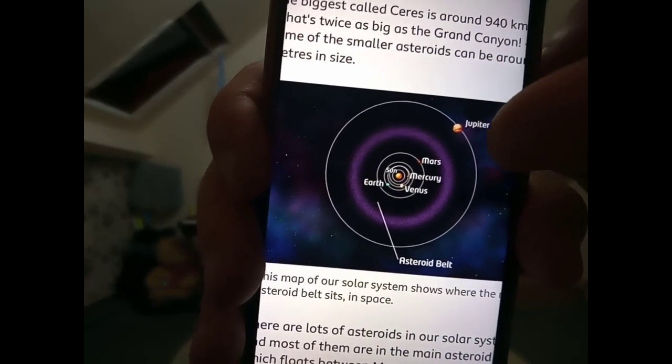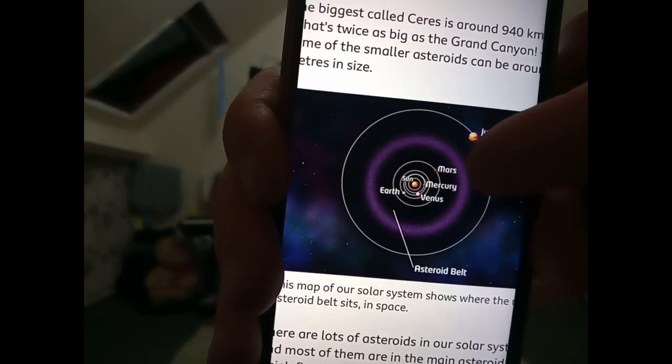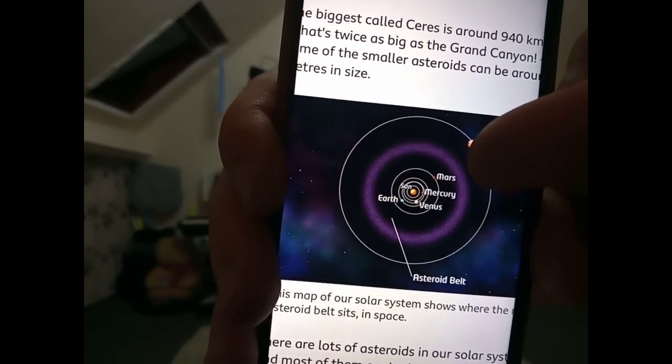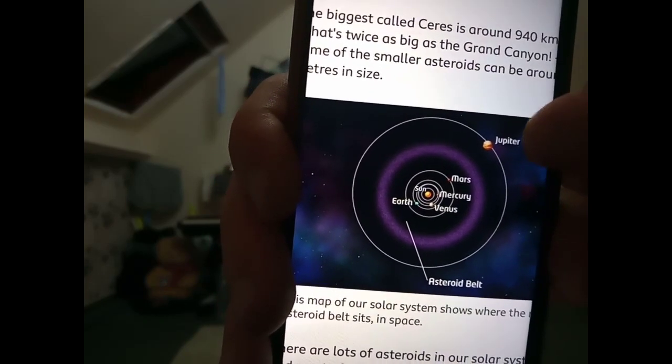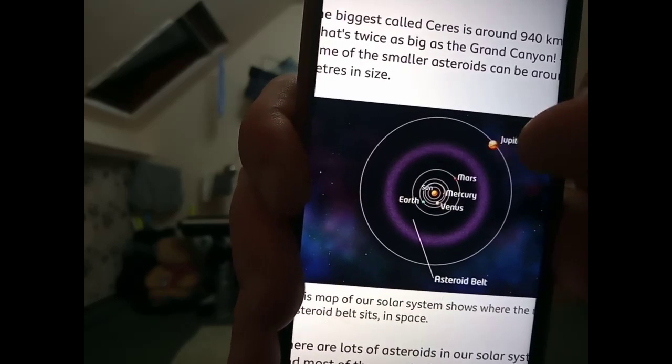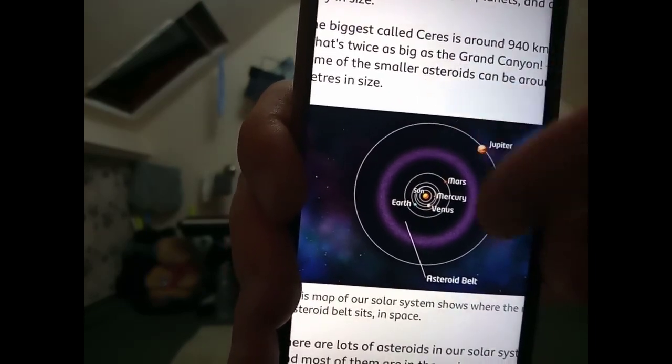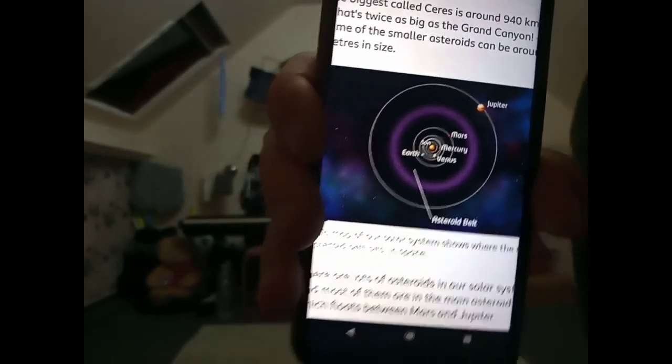And then there are Mercury, Venus, and then Earth, the third planet, the green one. Then Mars as the fourth planet, and as the fifth planet, Jupiter. Between Mars and Jupiter, there's this asteroid belt, this purple band. There are millions of asteroids. Okay, asteroids are not as big as planets, but they have quite some size.